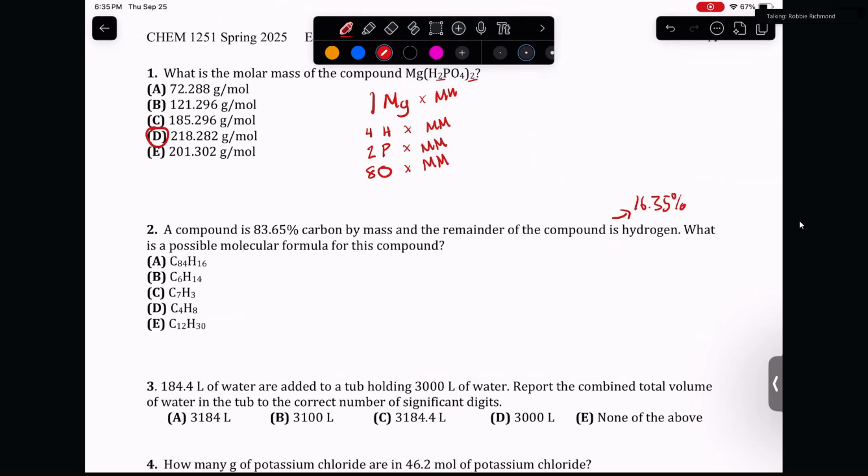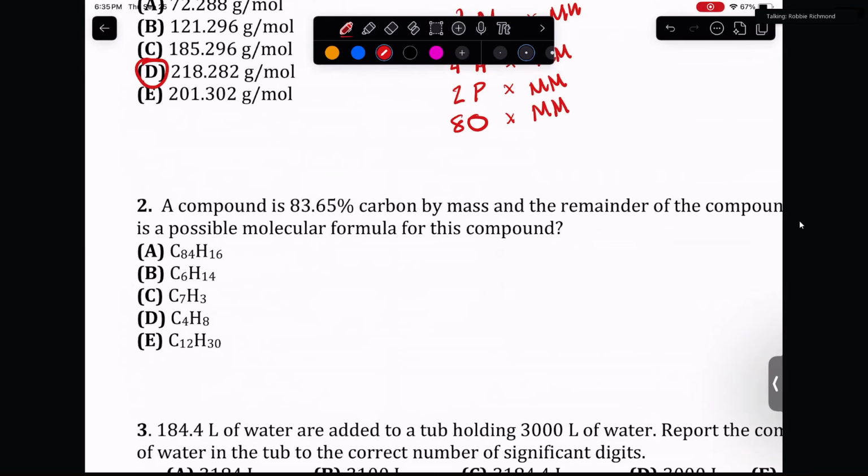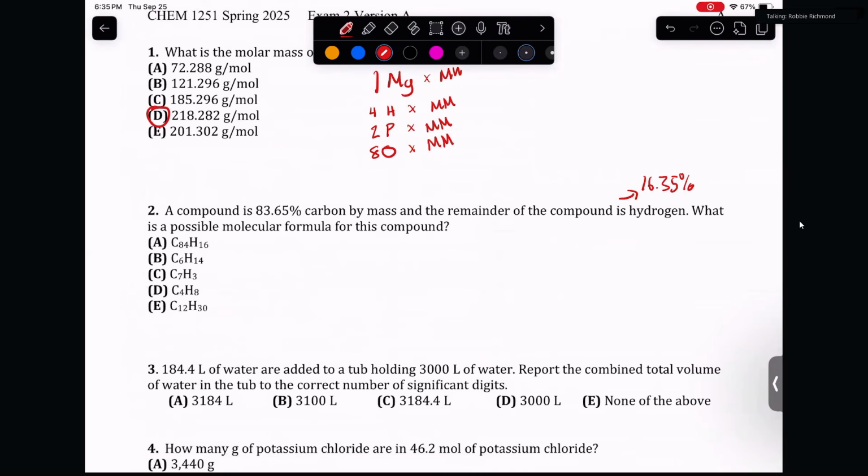But let's just go over how we normally solve this. First, we assume 100 grams of the compound. So if it's 83.65% carbon by mass, it would be 83.65 grams of carbon. Then for hydrogen, it would be 16.35 grams of hydrogen. Then we find out how much moles that is. 12.01 grams of carbon, that's 1 mole. Then 1.008 grams of hydrogen is 1 mole of hydrogen.